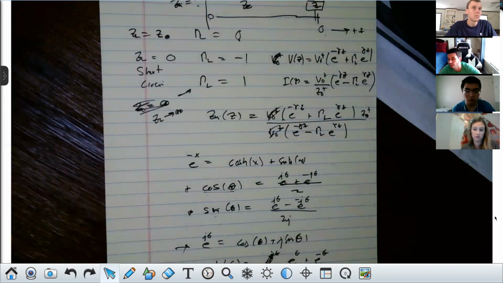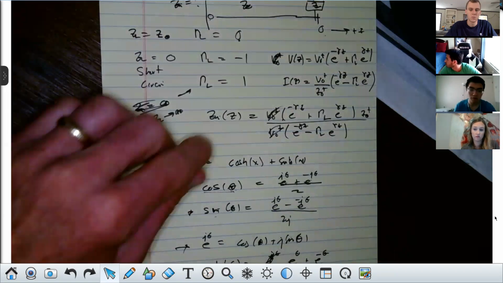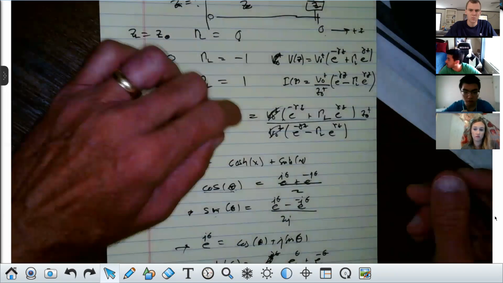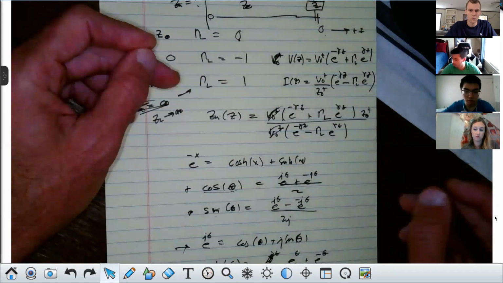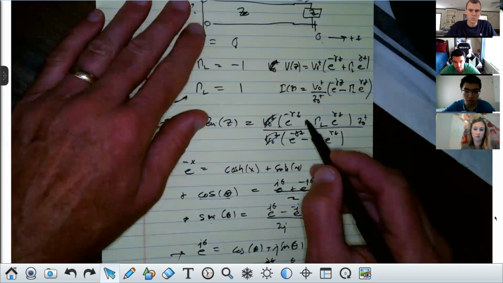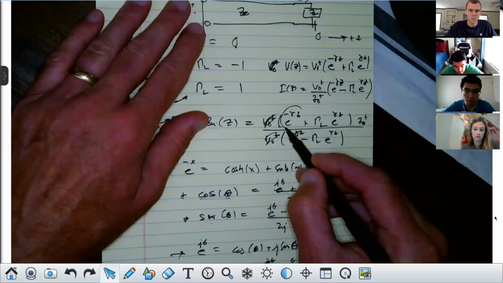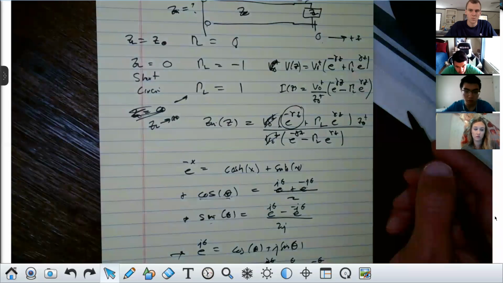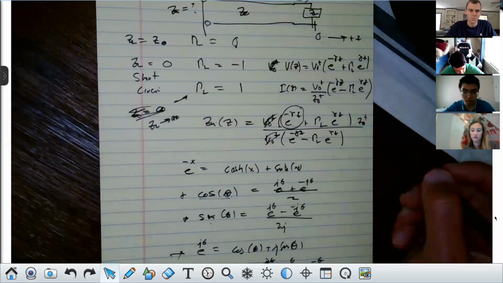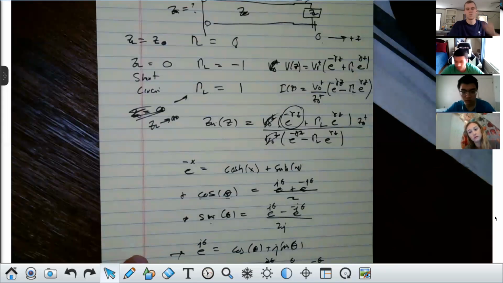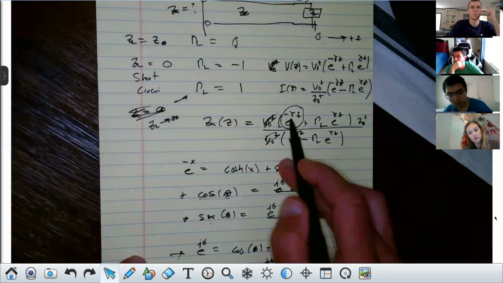I'm not going to linger there, but what happens is this. To get the final form of the relationship, the quantities here, the e to the minus gamma Z, remember gamma is what? Alpha plus j beta. It has real and imaginary parts, correct, class? Right? Gamma is the propagation constant. You use hyperbolic functions to expand these, and then you sort of collect them.